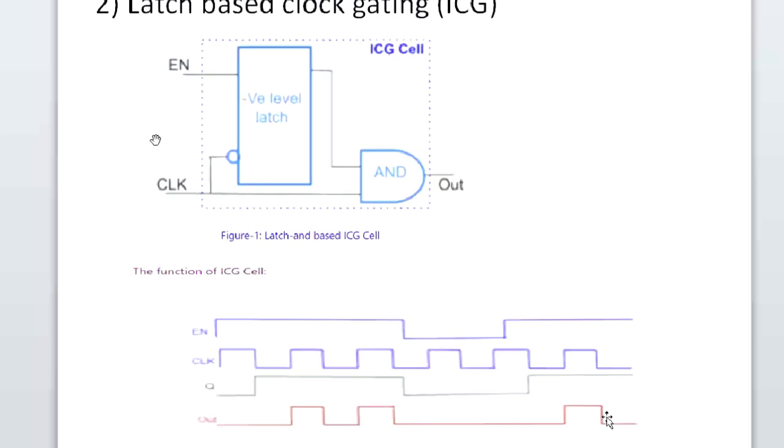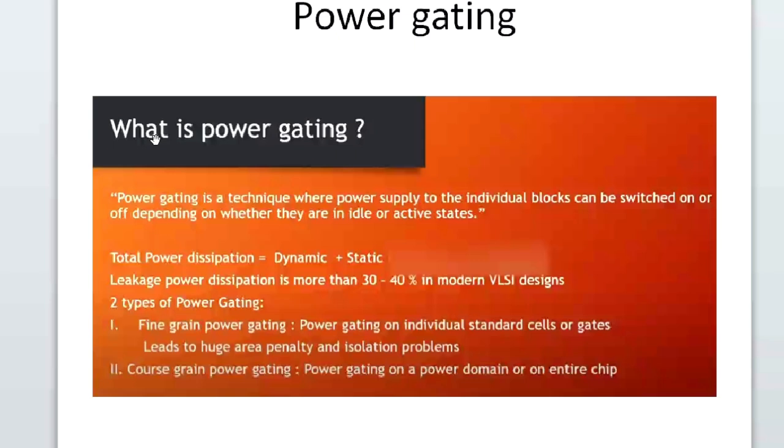Coming to power gating, what is power gating? It helps to reduce the leakage power in the design. Here you can see total power dissipation is dynamic power plus static power. In dynamic power, you can see the switching power, internal power, and short-circuit power. And in static, you can see the leakage power.